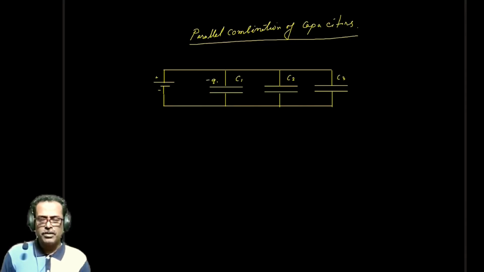Plus Q1, minus Q1, plus Q2, minus Q2, plus Q3, and minus Q3. The potential difference between the plates is V for each capacitor. So in case of parallel capacitors, the potential difference is constant for all capacitors.